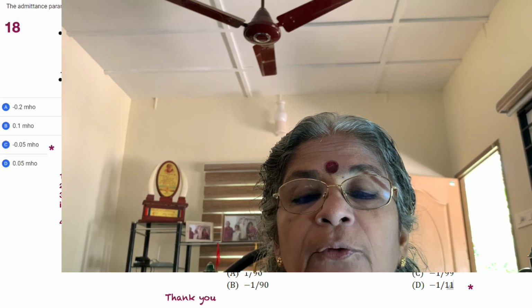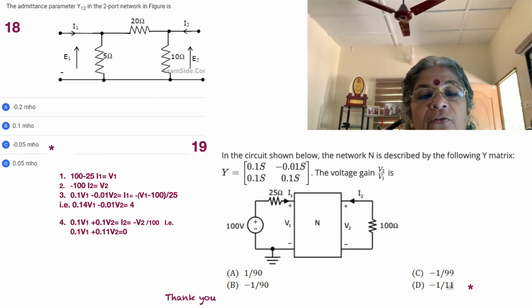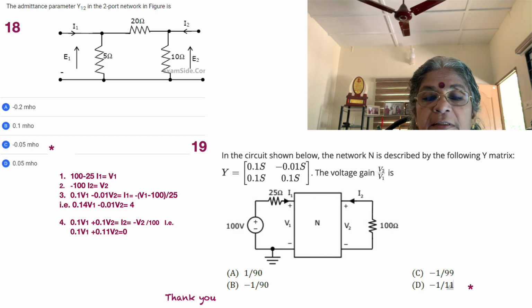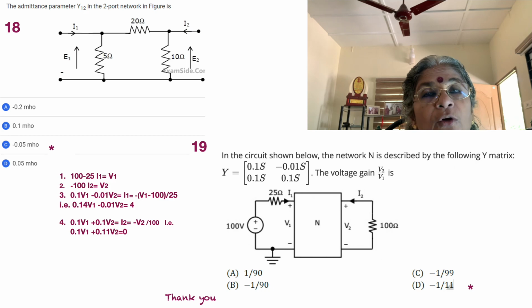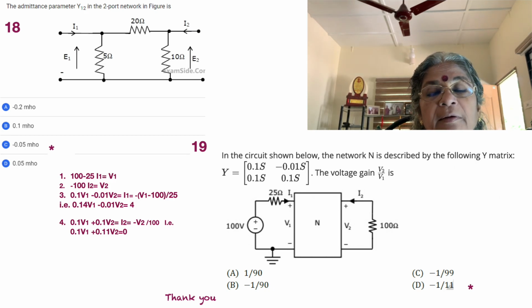The last problem seems to be a little more interesting. In the circuit shown below, the network N is described with the following Y matrix: 0.1 S, minus 0.01 S, 0.1 S, and 0.1. You can call them either mho or Siemens, and that's the S there. The voltage gain V2 by V1 is asked. So we need to find out many things. Let's start off by understanding what V1 is. As before, 100 minus I1 into 25 is going to be V1.